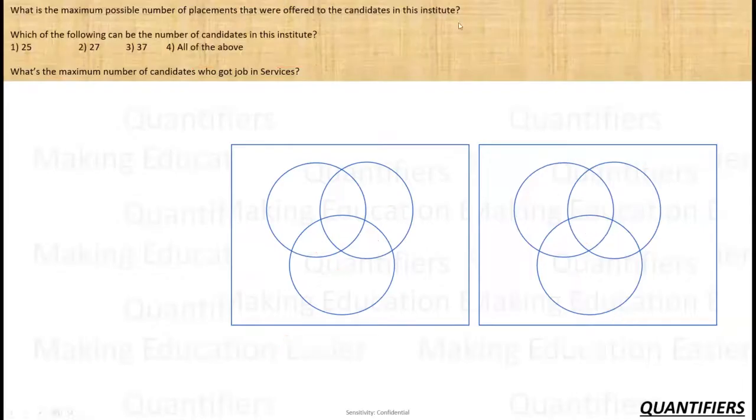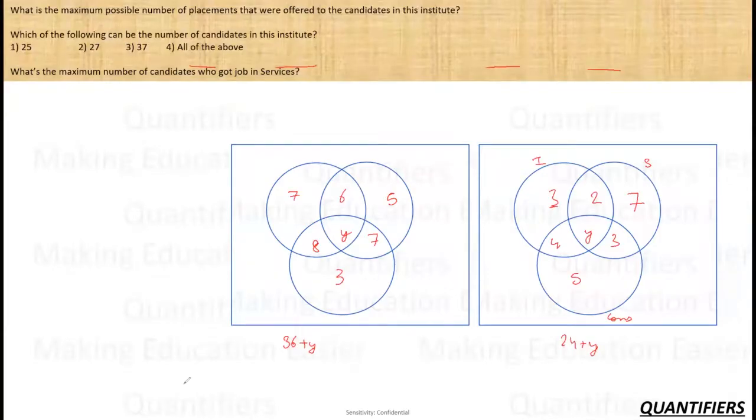It asks: what is the maximum number of placements that were offered to the candidates in the institutes. So it is not asking me the number of people, it is asking me the number of placements offered. Number of placements offered means 1 time 1 plus 2 times 2 plus 3 times 3, we have to calculate it like this, which in this case comes out as 36 plus y. In the 36 plus y case, what is the maximum I can keep y as? I can keep y at most 5, okay. Now if I keep y as 5, 7, 6, 13, 5, 18, 7, 25, 29, 38, 41, okay.